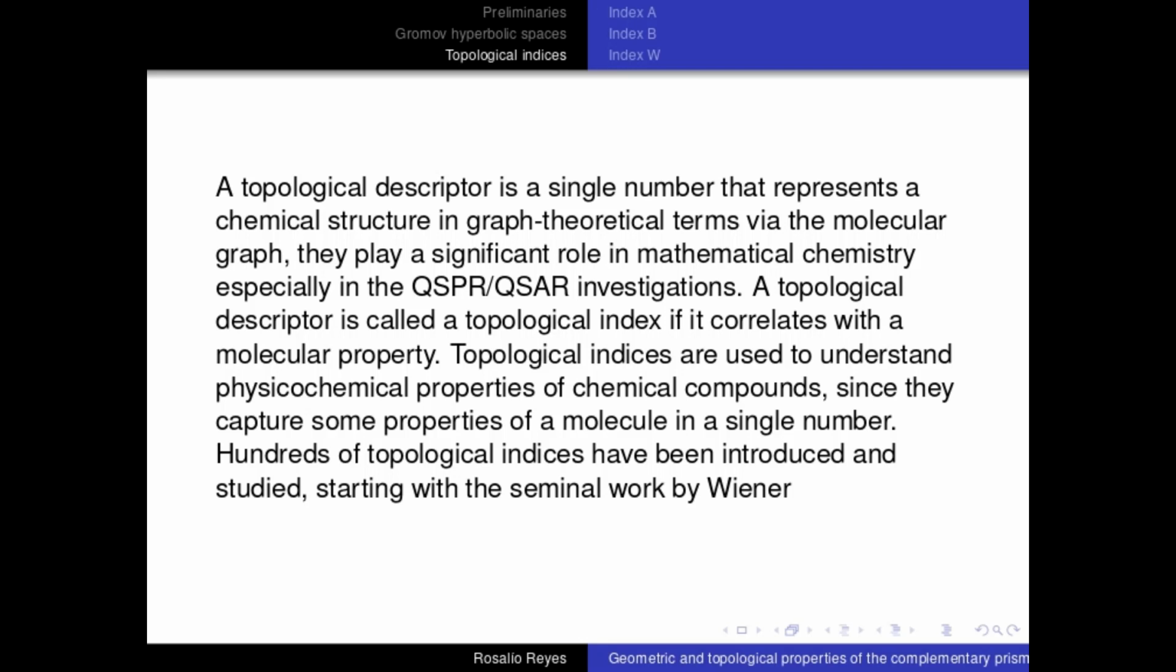Let us now turn to topological analysis. A single number representing a chemical structure in graph theoretical terms via the molecular graph is called a topological index if it correlates with a molecular property. Topological indices are used to understand physicochemical properties of chemical compounds. Topological indices are interesting since they capture some of the properties of a molecule in a single number. Hundreds of topological indices have been introduced and studied, starting with the seminal work by Wiener.